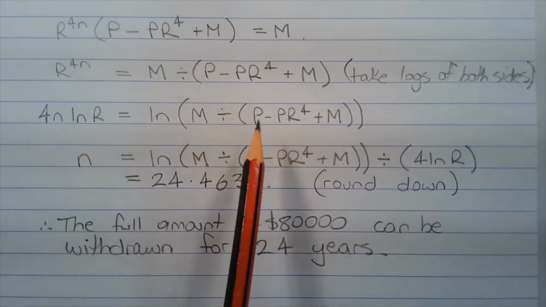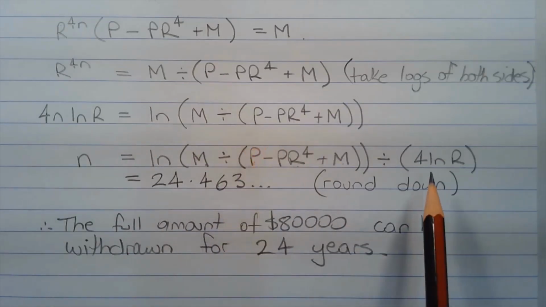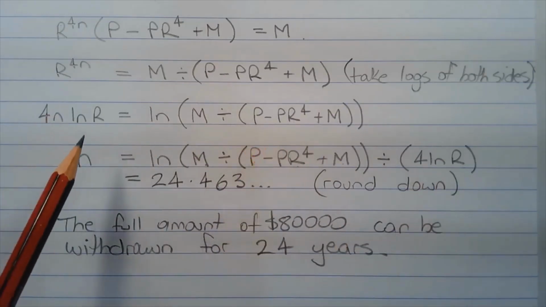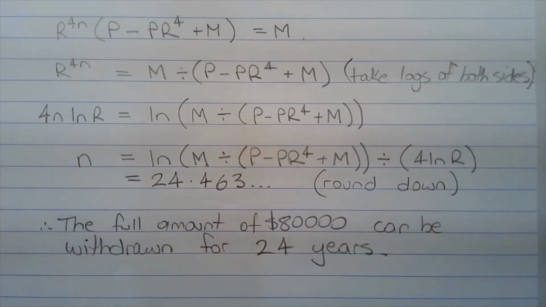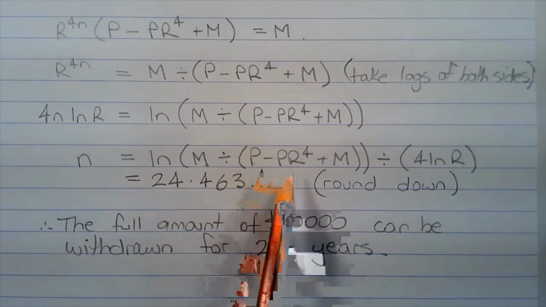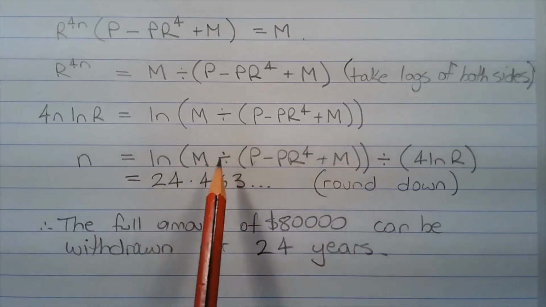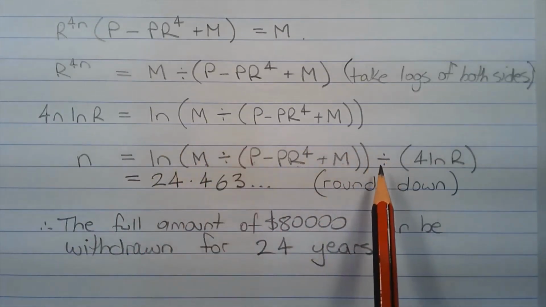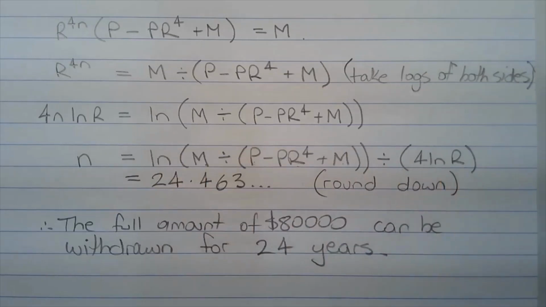And then dividing both sides by 4 ln r. So I'm going to leave the n on its own there. So n is equal to ln of m divided by p minus pr to the power of 4 plus m, all enclosed in their respective brackets, divided by 4 ln r.